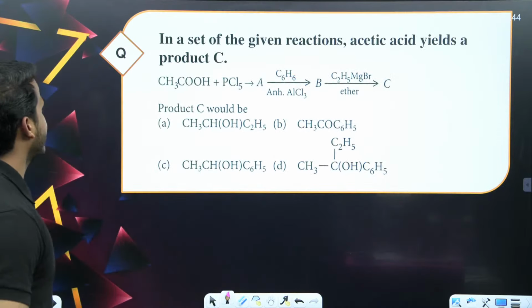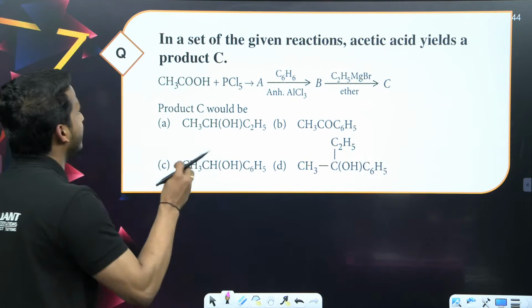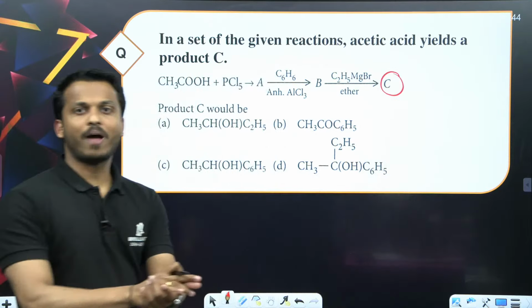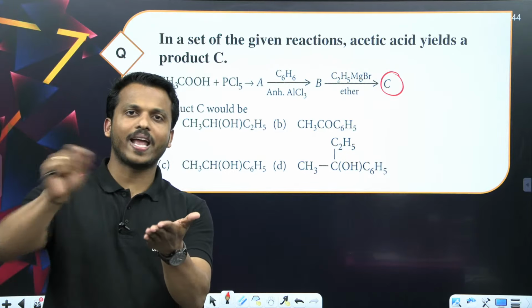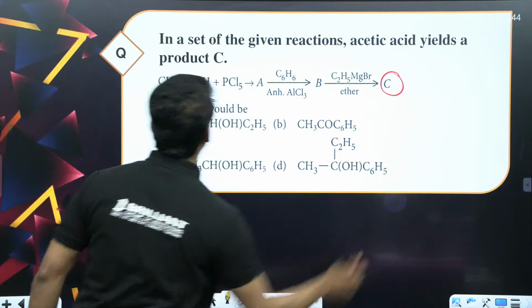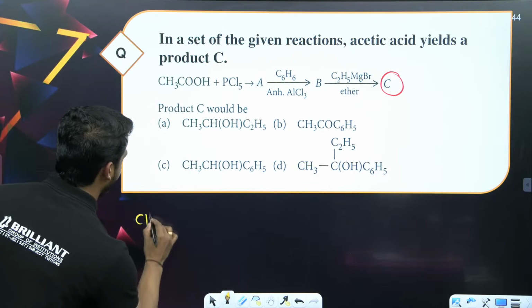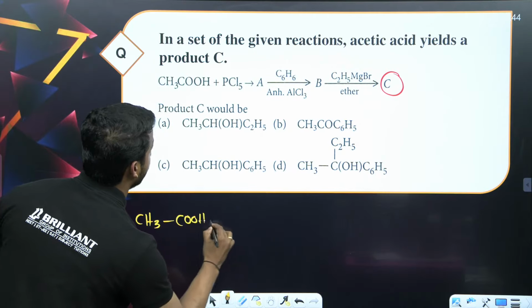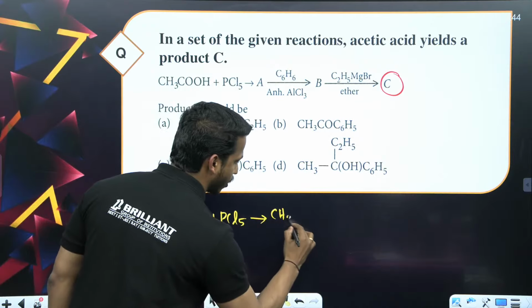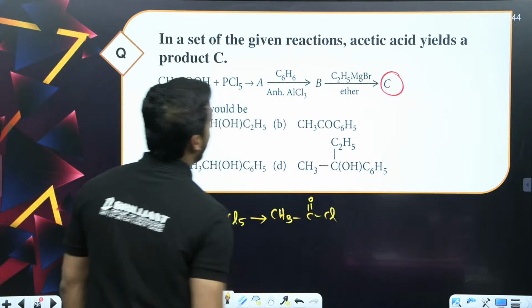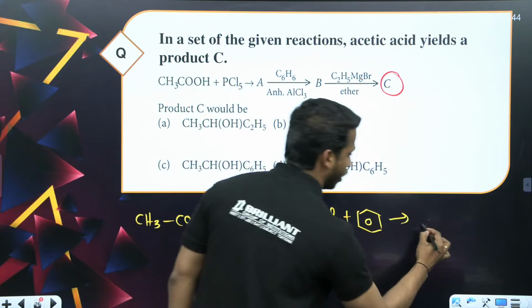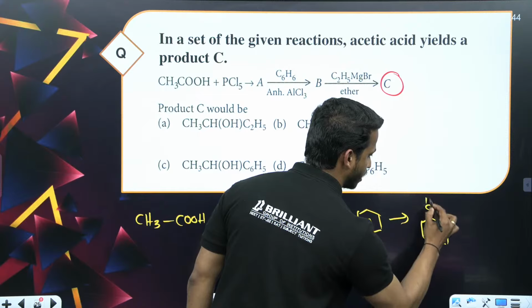Yes, let's go. In a set of the given reaction, acetic acid yields a product C. Can you find what is this product C? Come on, my dear students, take a notebook, write the reaction very fast. I am doing from my side because many questions we have to go ahead. Acid reacts with PCl5 or thionyl chloride and you will get acid chloride. Acid chloride when reacted with benzene undergoes Friedel-Crafts acylation, and you will get benzene with COCH3, that is acetophenone.